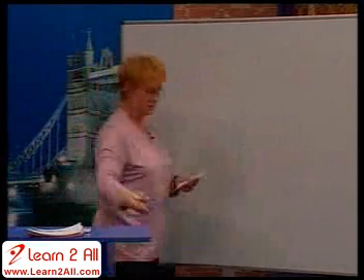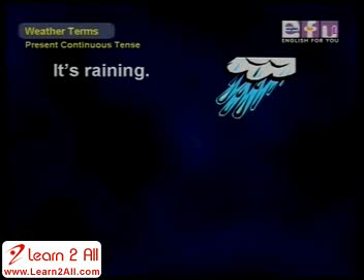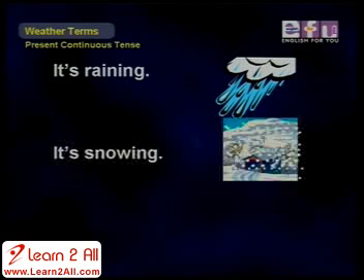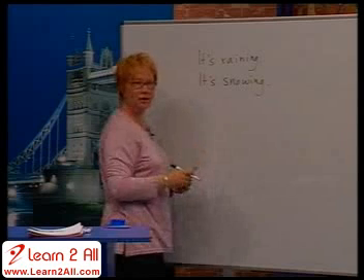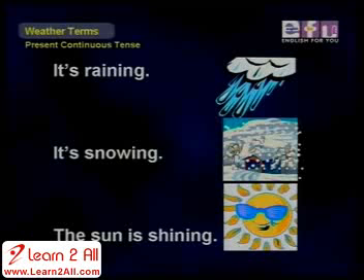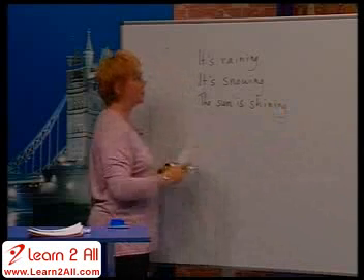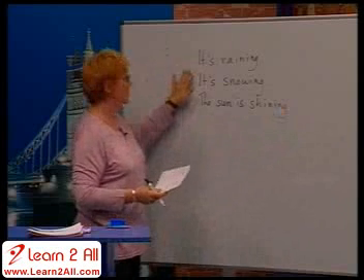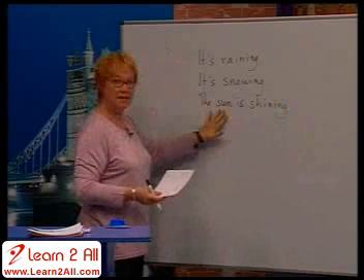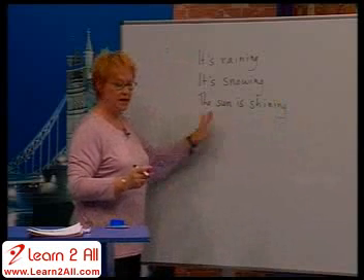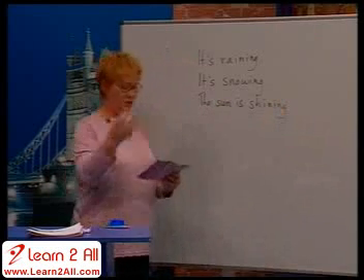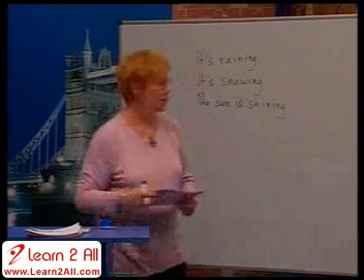Now, here are 3 examples. It's raining. It's snowing. This one is a little bit different. The sun is shining. So again, it's raining. It's snowing. The sun is shining. Now, let's look at some photos, and then we can make some sentences. So here we go.